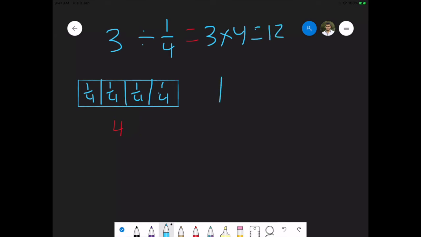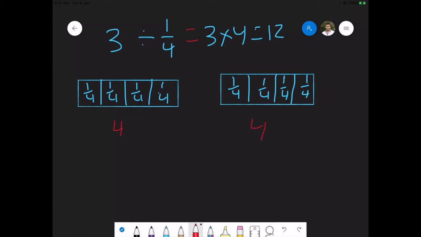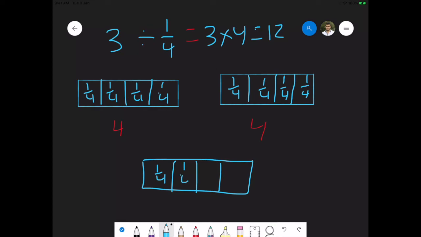Let's confirm. Here's my second whole, which has 4 quarters, and the last one also 4. So what do I have here? I have 3 of those 4s, which takes me to 12. My answer was correct. So how many quarters go into 3?